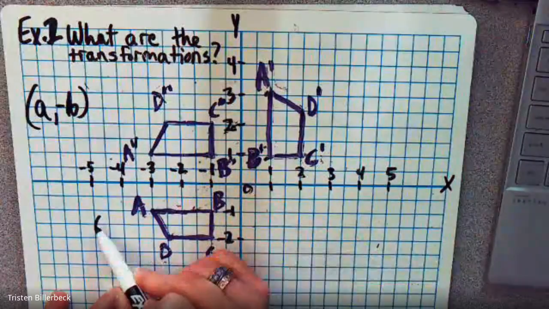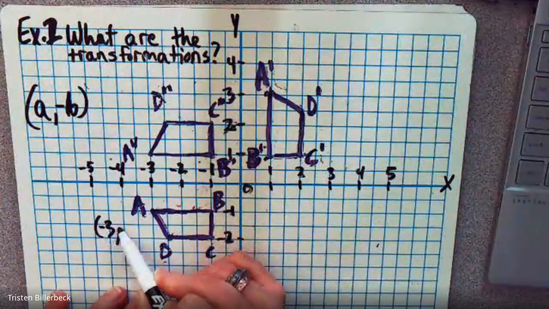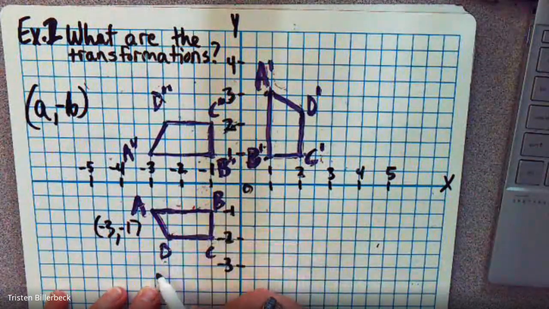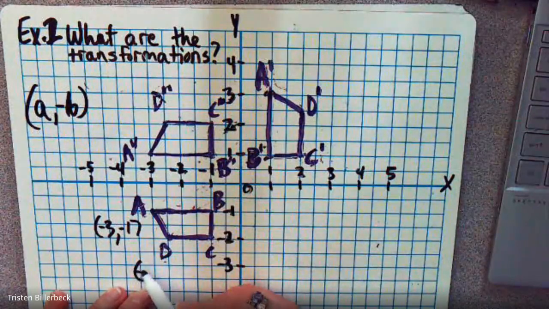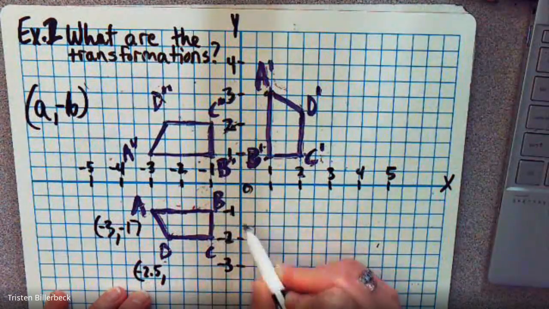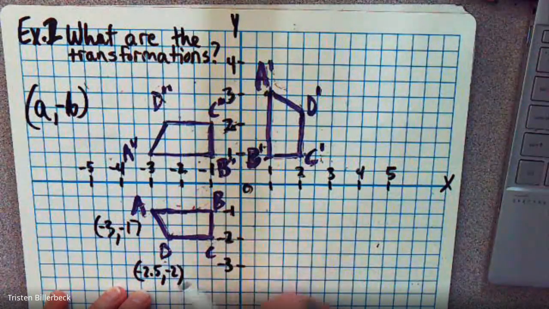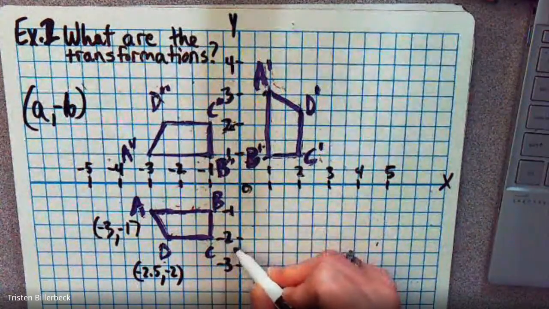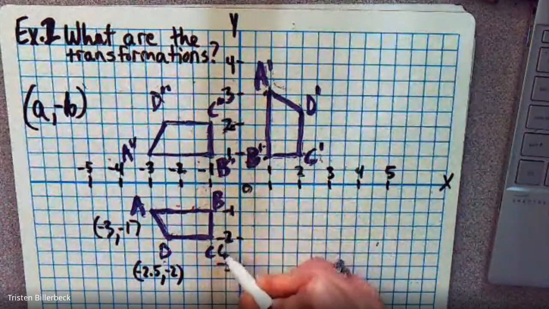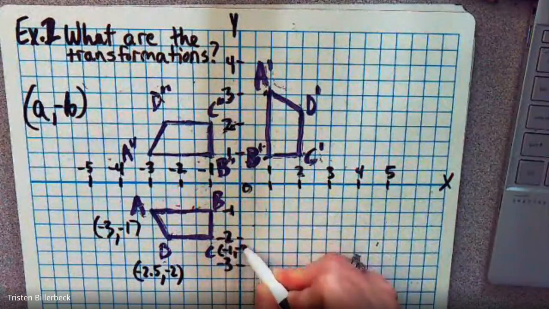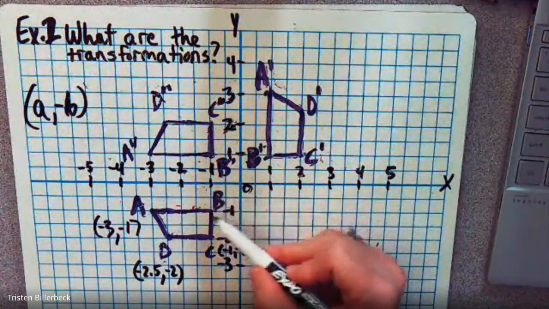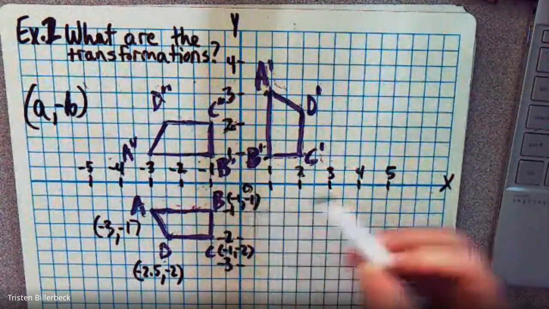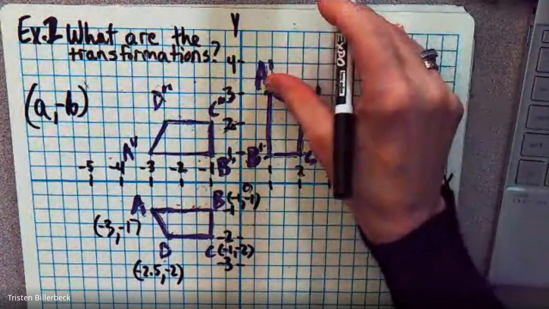So the first coordinate point is -3, -1 right here. And this one is at -2.5, and then we have -2. C ends up at, let's see, that's -1 and -2, and B prime, or the original B, is at -1, -1. Okay, so let's look at where did they end up.